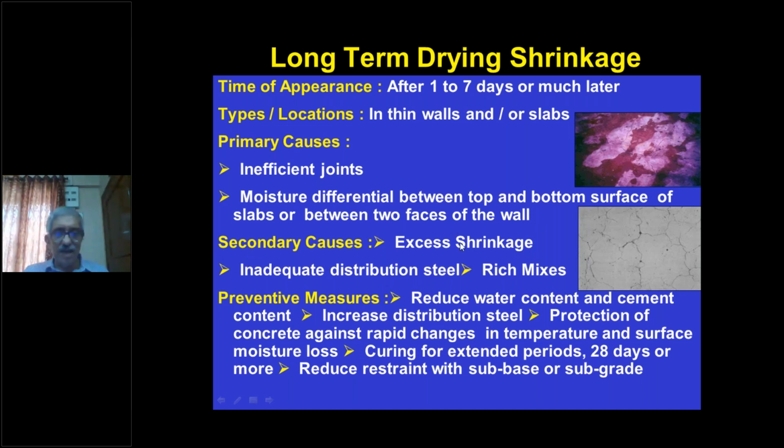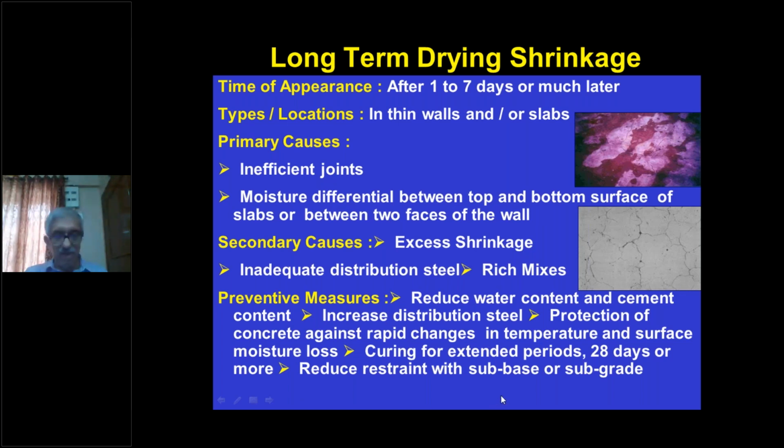The secondary causes could be excessive shrinkage, inadequate distribution steel, or use of rich mixes. The preventive measures are reduce water content and cement content so that shrinkage reduces. But the most important is you have to cure the concrete. Increase the distribution steel. Protection of concrete against rapid changes in temperature and surface moisture loss. If you can put the plastic sheet for 7 days, excellent. If you can put for a longer period, still better.